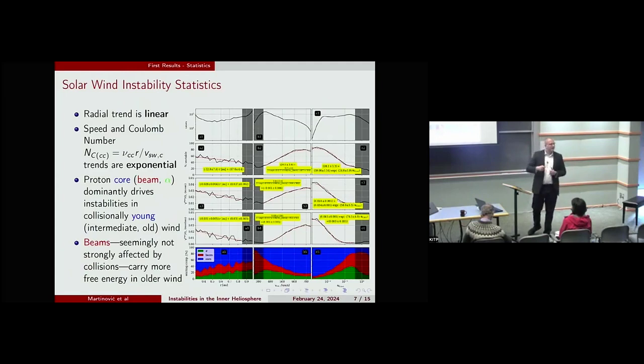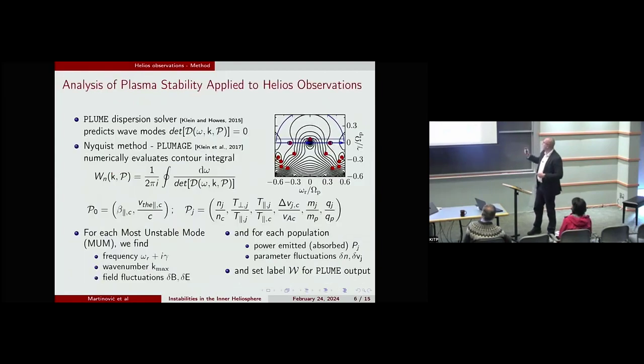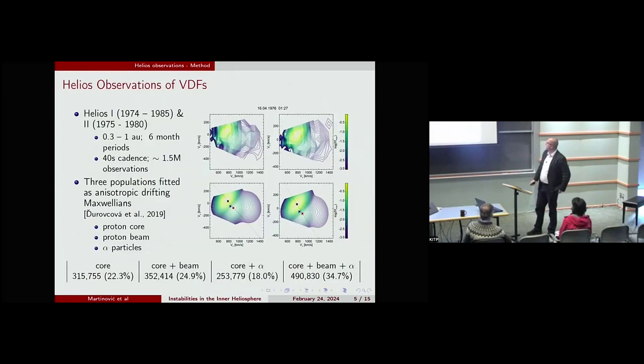And I'm sorry, most of us are not familiar with heliospheric physics. So we're looking at this and trying to figure out, like, zeroth order, what is going on? Can you explain in very basic terms what is the core, what is the alpha, and what is the beam? Like, imagine you're talking to a high school student.